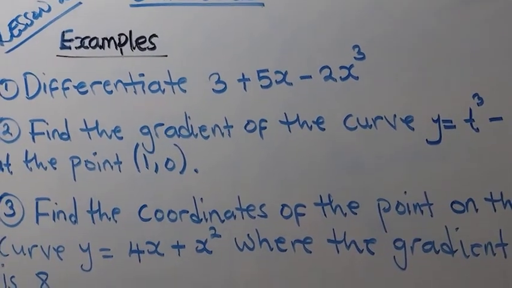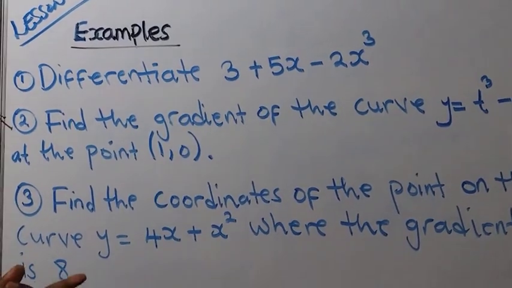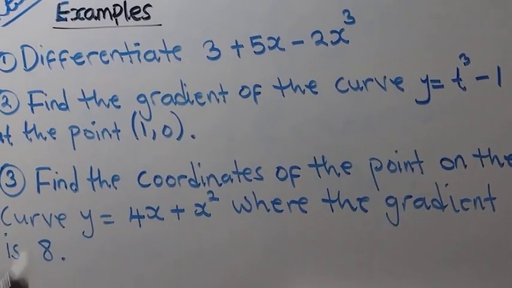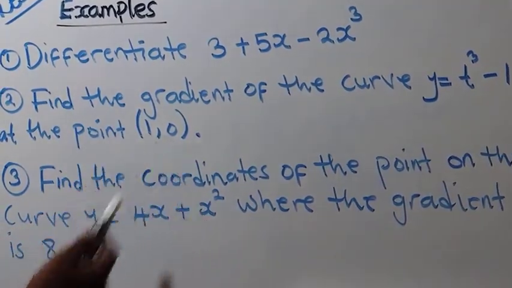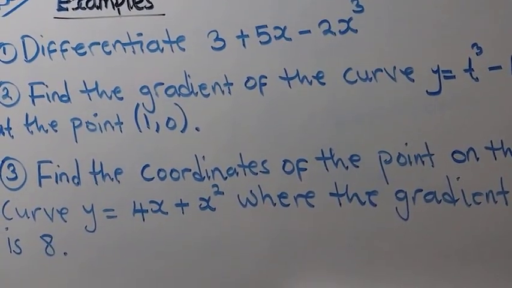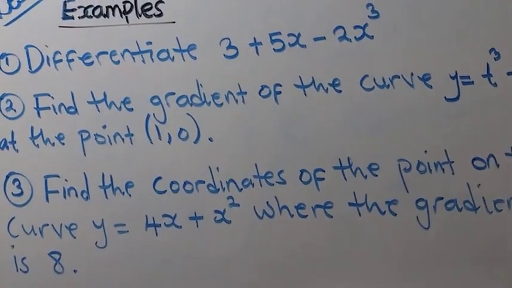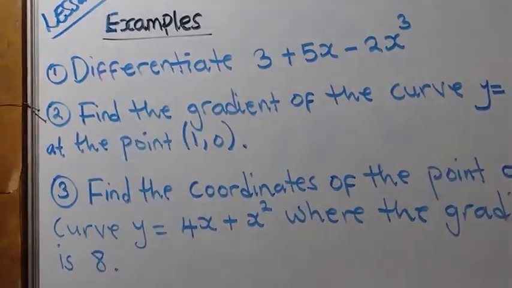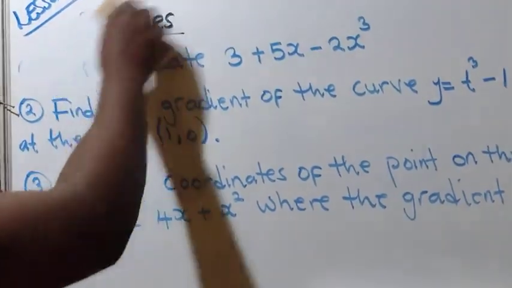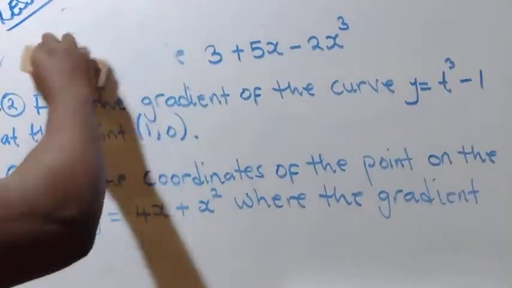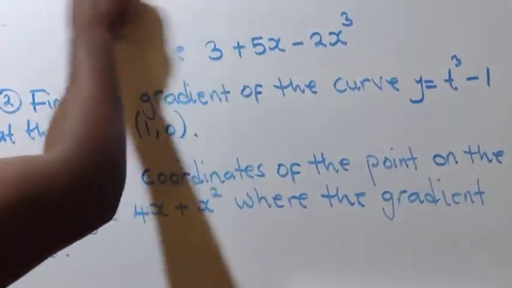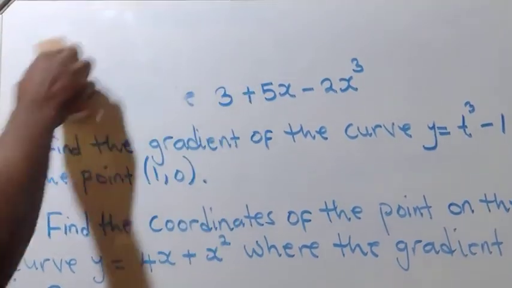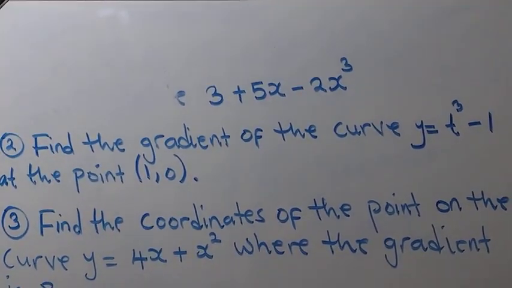Okay, and our second question is saying find the gradient of the curve y is equal to t to the power 3 minus 1 at the point 1, 0. They want you to find the gradient of this curve. All right, so how can we answer question 1? I'm rubbing this part, okay, just to create space.